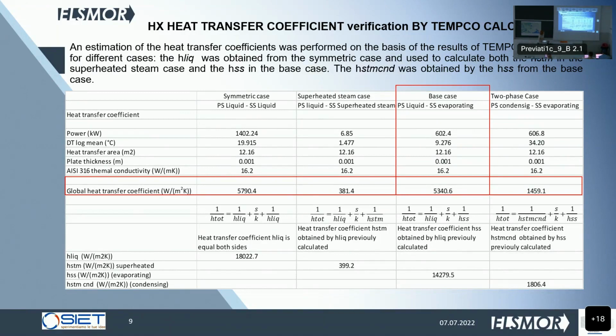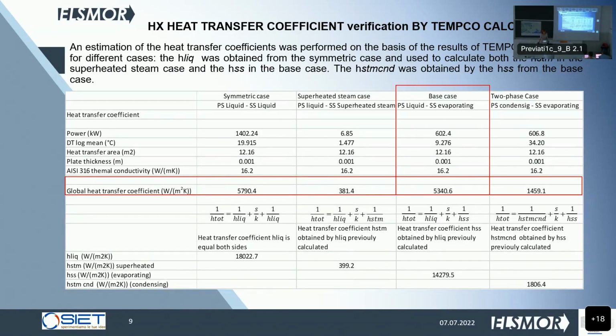And we also had a case with the primary side in condensing conditions and the secondary side in evaporating conditions. So we had an estimation of all the coefficients for these conditions. And we saw that they are reasonable values, values that we can also find in the literature for these kinds of components. So it seems it works for our case.